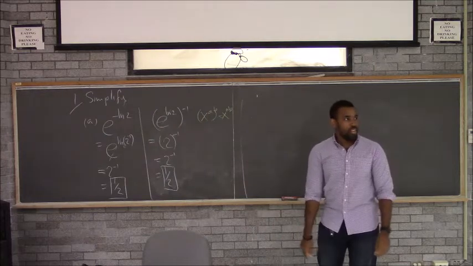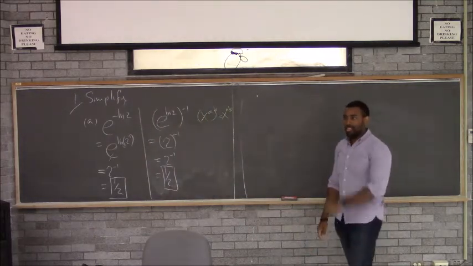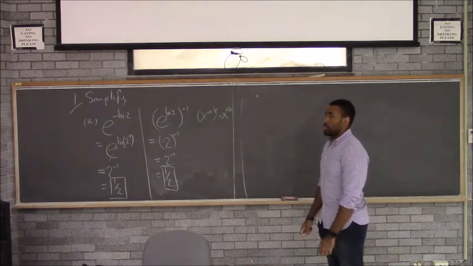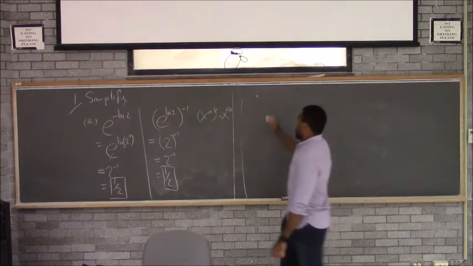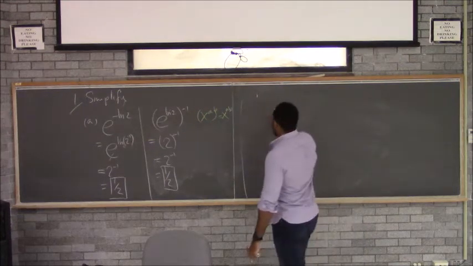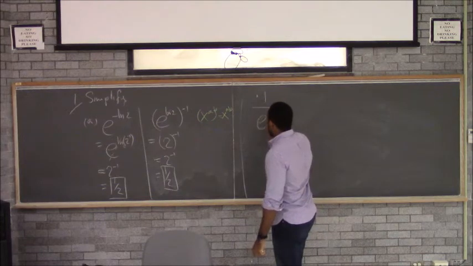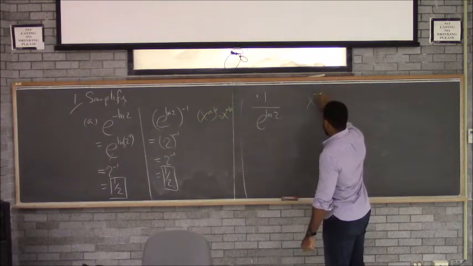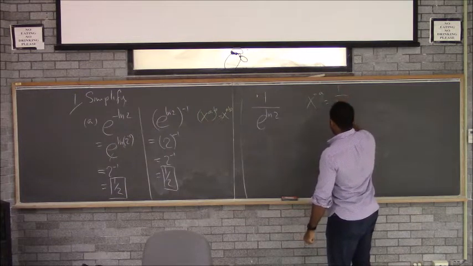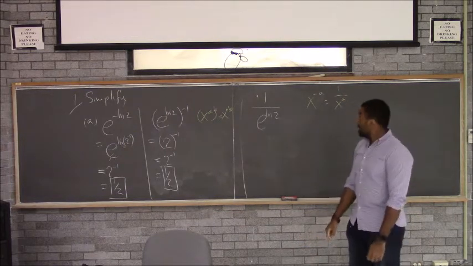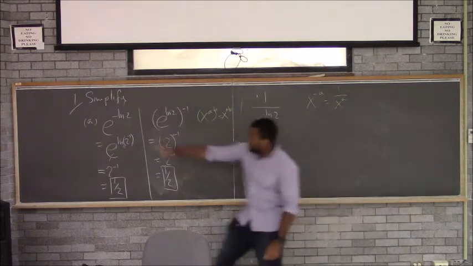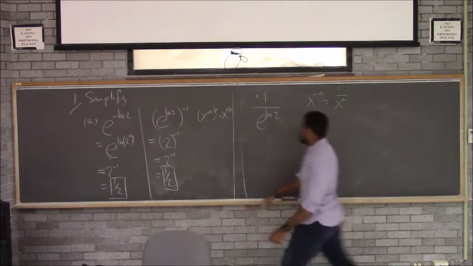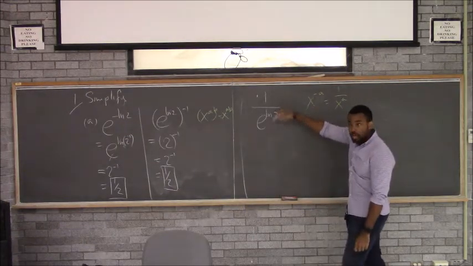Another way you could have done this. Anyone did it a different way? Yeah. I put it in a fraction first and put 1 over. Right, so that guy we could actually write 1 over e to the ln of 2. Why was that legal? Because we know that x to the minus a is 1 over x to the a. Right? Here we had something to a negative power. We can just think of that as 1 over the thing to the positive power.